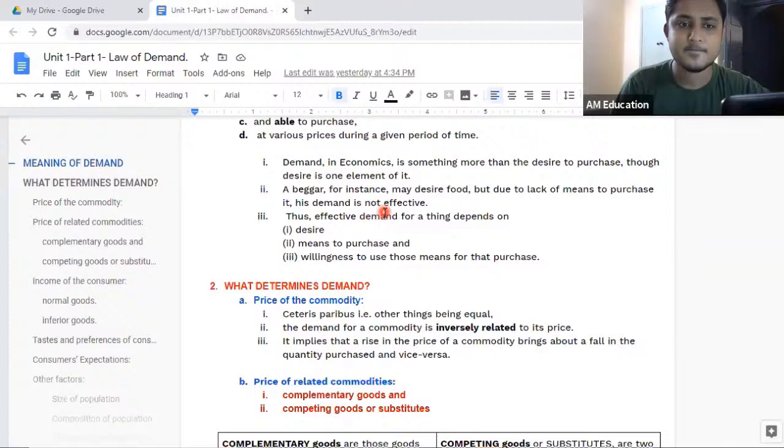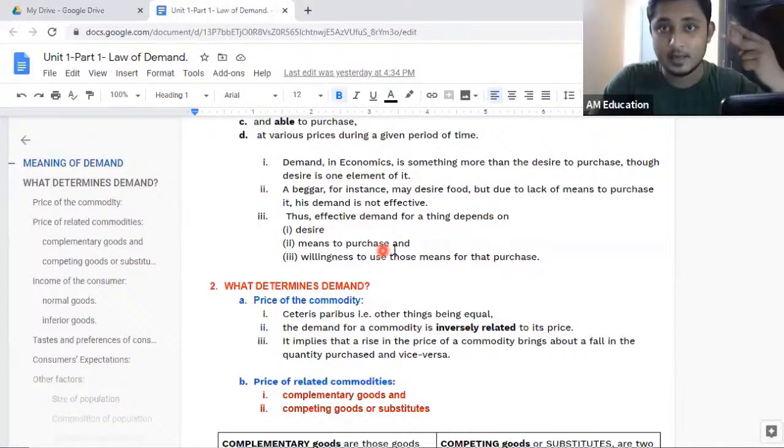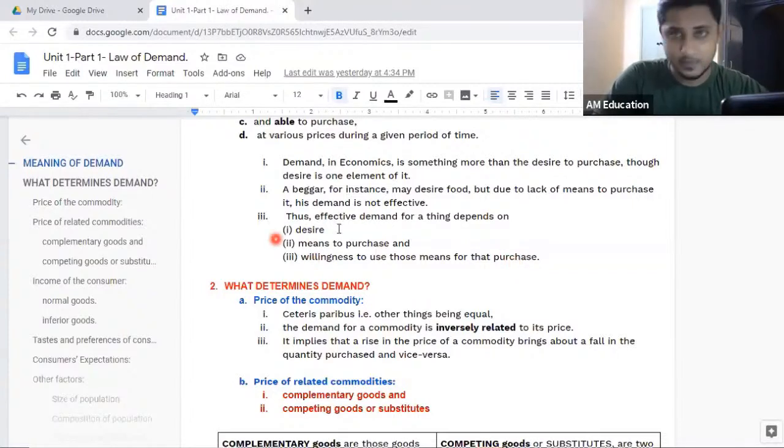Clear? Sure. Love. So thus, effective demand for a thing depends on the desire, the willingness, the means to purchase, the ability, and the willingness to use those means for that purchase. Read this third point. First thing is the desire, that is the willingness. Second thing is the means to purchase, that is the ability that we have seen already. But what is this thing? Willingness to use those means for that purchase.